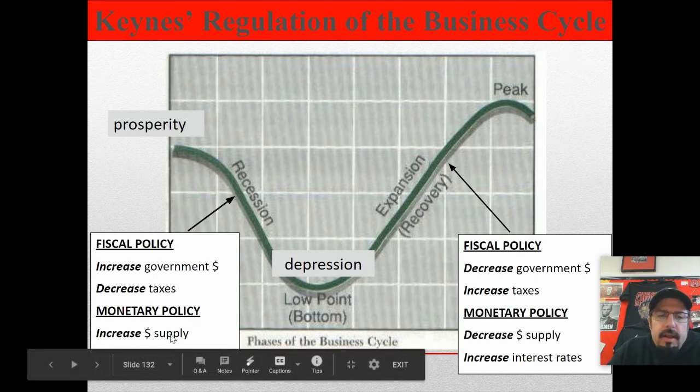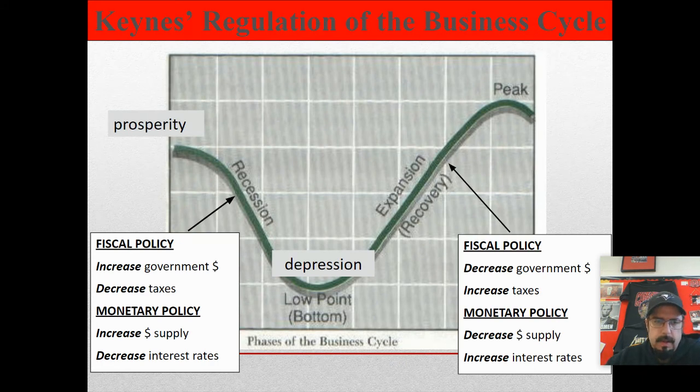And then monetarily, they would increase the money supply, putting more money into the system, and they would decrease your interest rates. And so it would make it easier for you to borrow money. The whole thinking behind all of this is that we need to kickstart the economy. We need to give the consumer incentive in order to spend more money. So we need to prime the pump, so to speak. So that's what we do when things are bad.